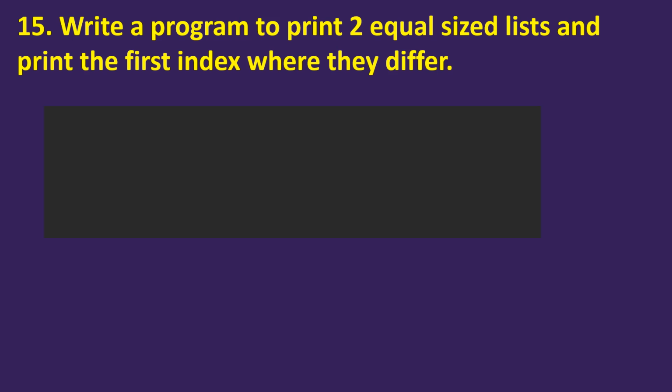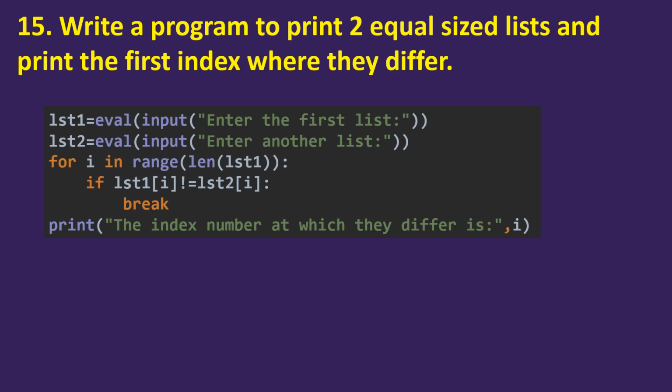Now write a program to take two equal sized lists and print the first index where they differ. This is a very simple program. You have to take two lists, LST1 and LST2, and take for i in range of length of LST1. So i will range from 0 to length of LST1, because both lists are of the same size, so you can take either length. If LST1 of i is not equal to LST2 of i, that means it will check all the elements present at index number 0, 1, 2, like this.